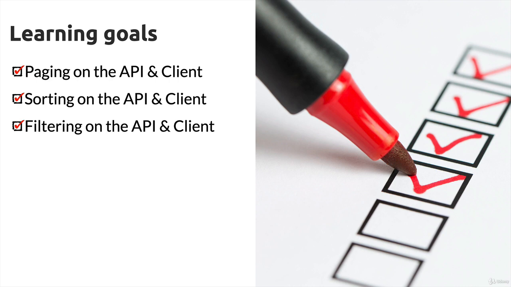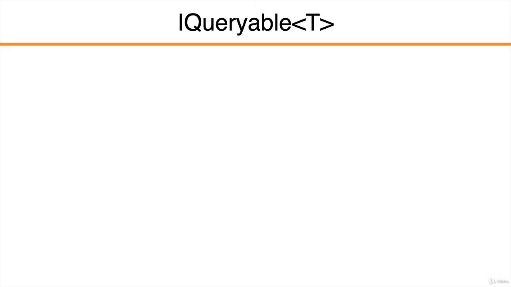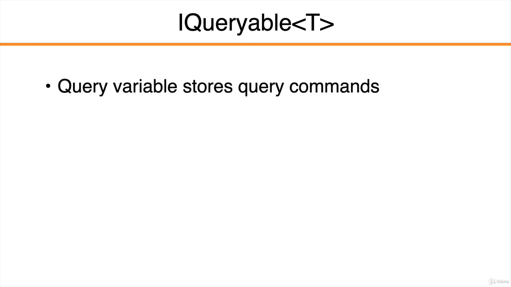Now, all of these methods can take place inside what's referred to as an IQueryable of type T. This is where we're going to store our queries until we're ready to execute them. Just a bit more about the IQueryable before we begin. It contains a query variable that stores query commands. Query commands can be things like OrderBy, Where, etc.